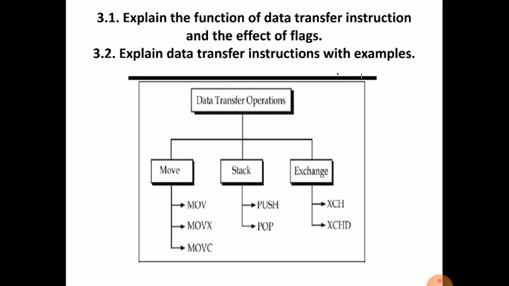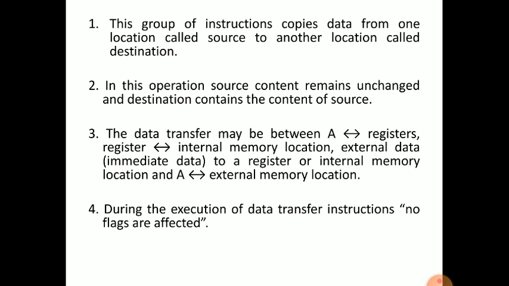Now moving on to the topic, that is first point. This group of instructions copies data from one location called source to another location called destination. Right, these all type of instruction, that is data transfer instructions, uses copy type. That means from the source the data will be copied onto the destination, and the same information will be retained in both source and destination. That is meaning of copy.